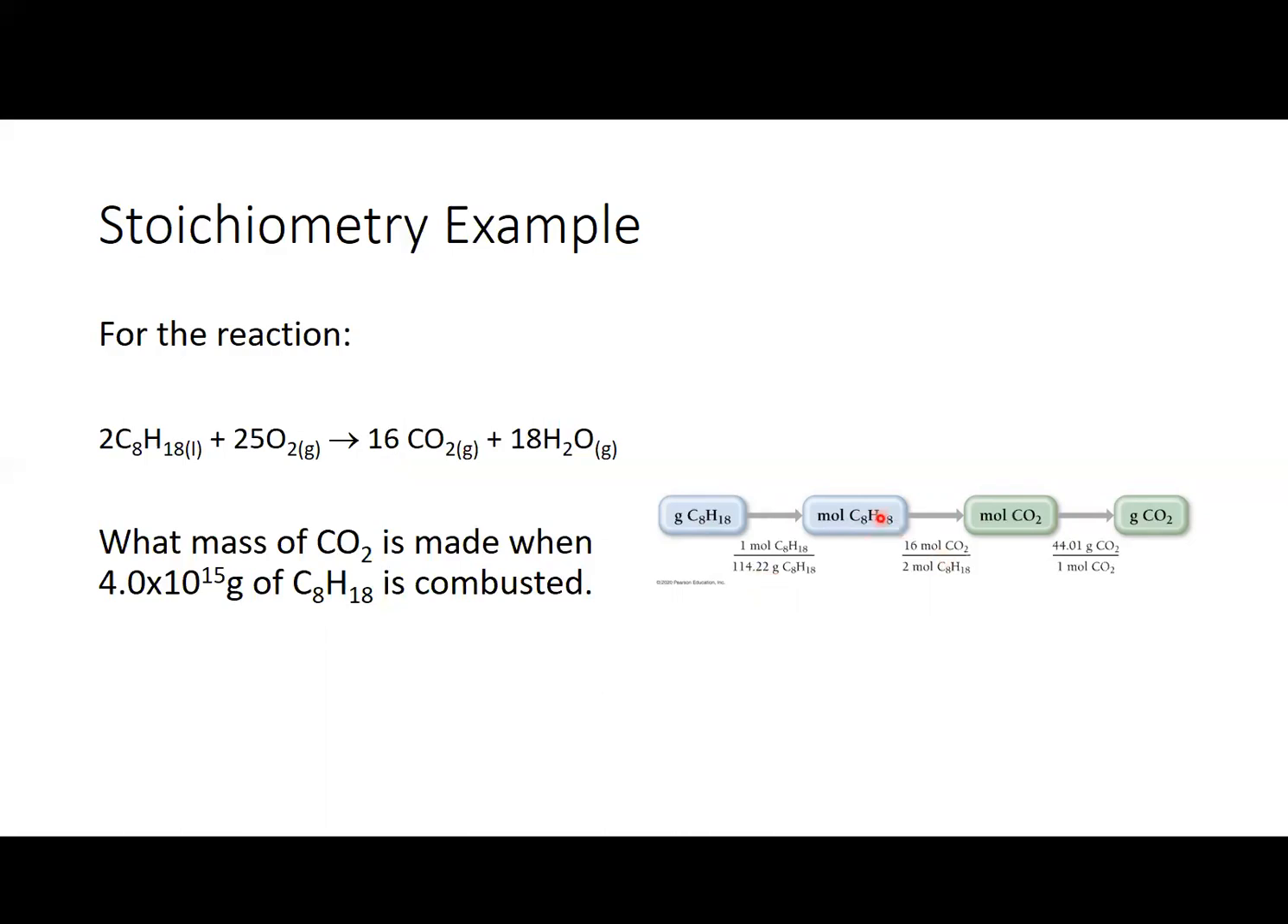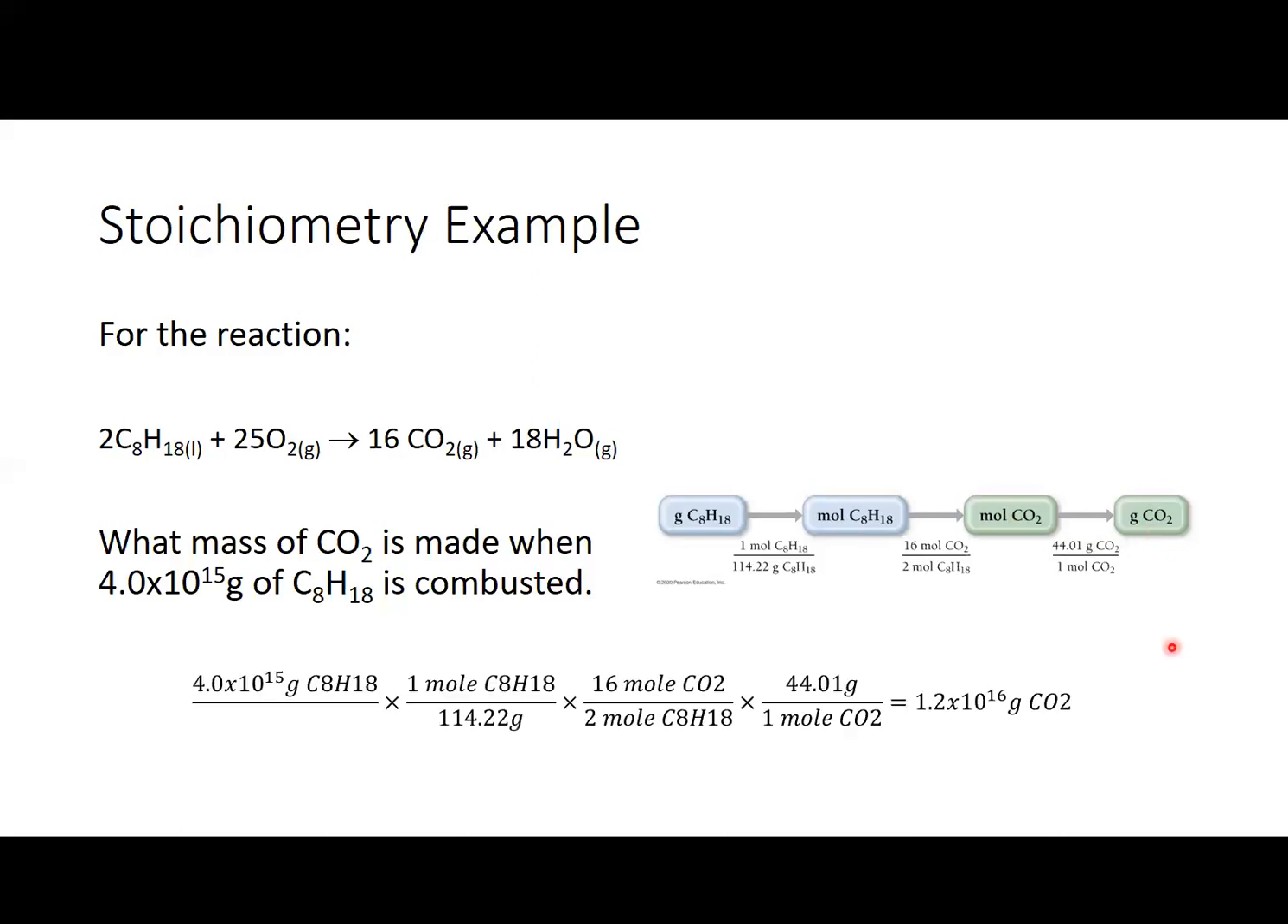And then I can figure out how many moles of this turn into moles of that. So for every 2 moles of C8H18 that go into my reaction, 16 moles of CO2 is what comes out. And the 2 and the 16 come from my balanced equation. So now I have units of moles of CO2, which I want to convert back into grams of CO2. So every mole of CO2 is 44 grams. That's where I'm at. So when I go through and actually do that math, I come out to 1.2 times 10 to the 16 grams of CO2.